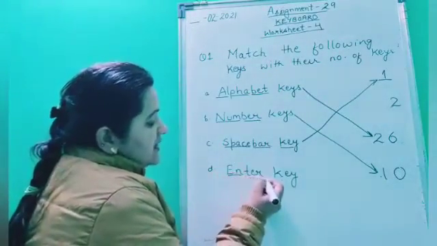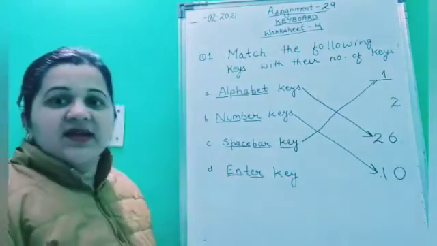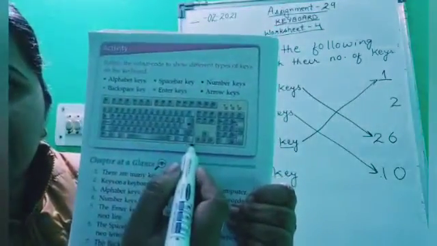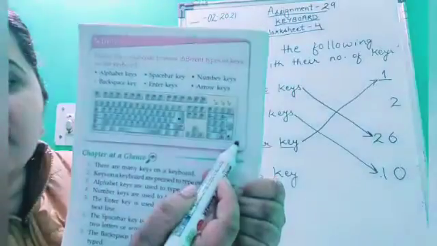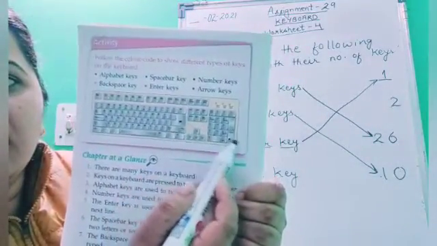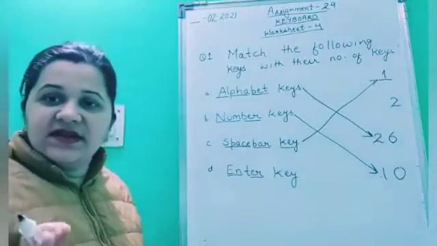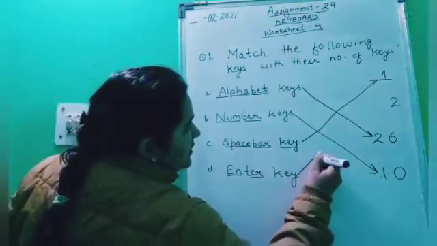enter key. Now children, how many enter keys are there? This is a keyboard. See children, this is an enter key. Also, this is an enter key. So how many enter keys are there in the keyboard? 1, 2. How many enter keys are there? 2. So match enter key with 2.